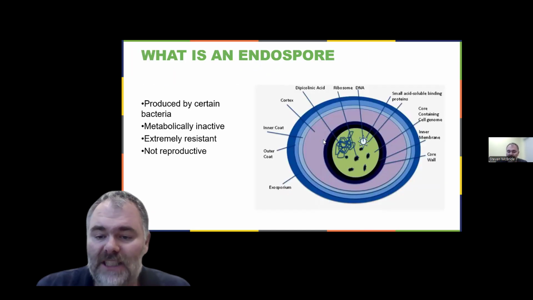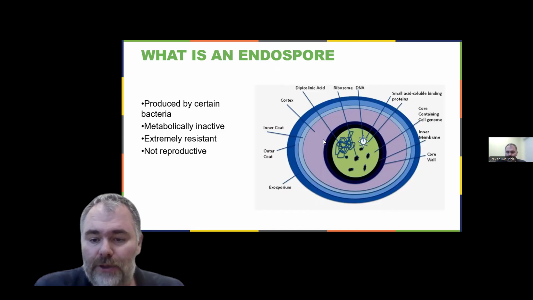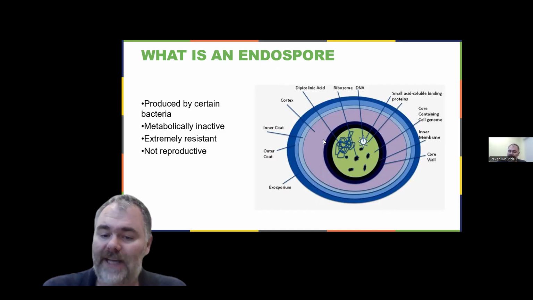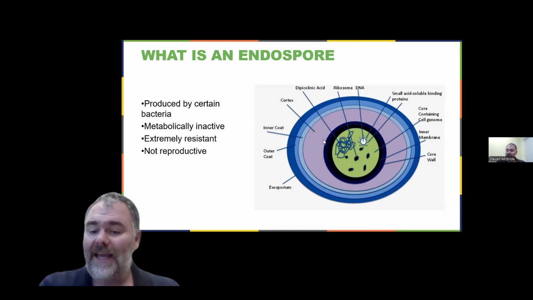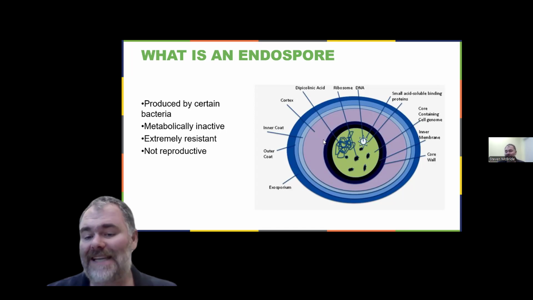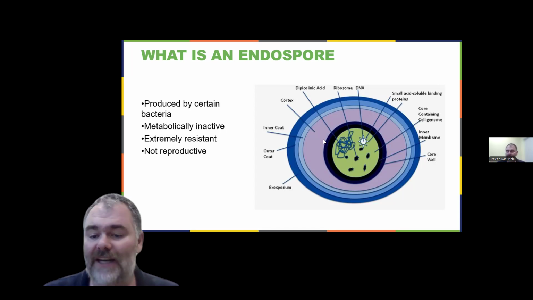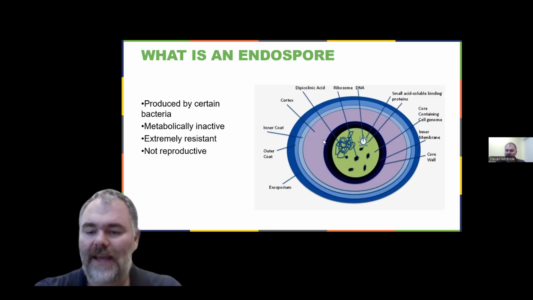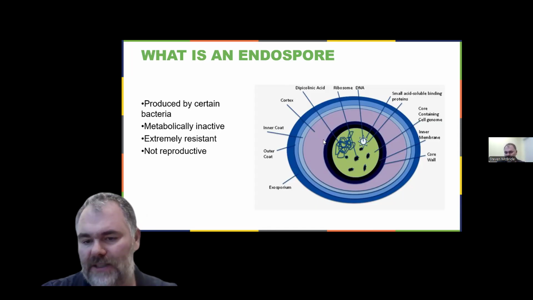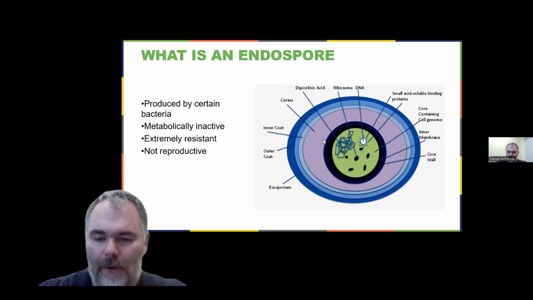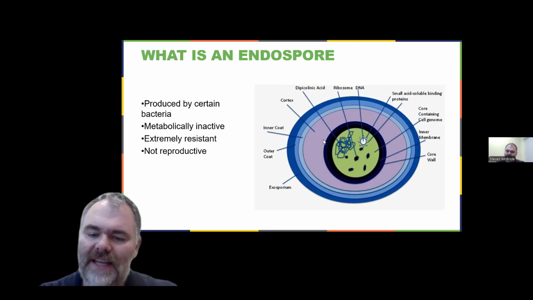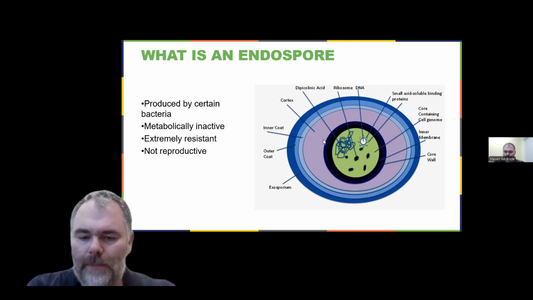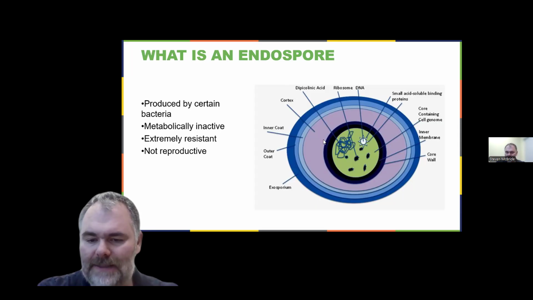An endospore is a specialized survival structure produced by certain types of bacteria. Unlike a normal active bacterial cell, an endospore is metabolically inactive, meaning it is not actively growing, dividing, or carrying out most normal cellular processes. As you look at the diagram on this slide, notice that the endospore has multiple protective layers surrounding the core of the cell. These layers help protect the DNA and other important cellular components from environmental stress.